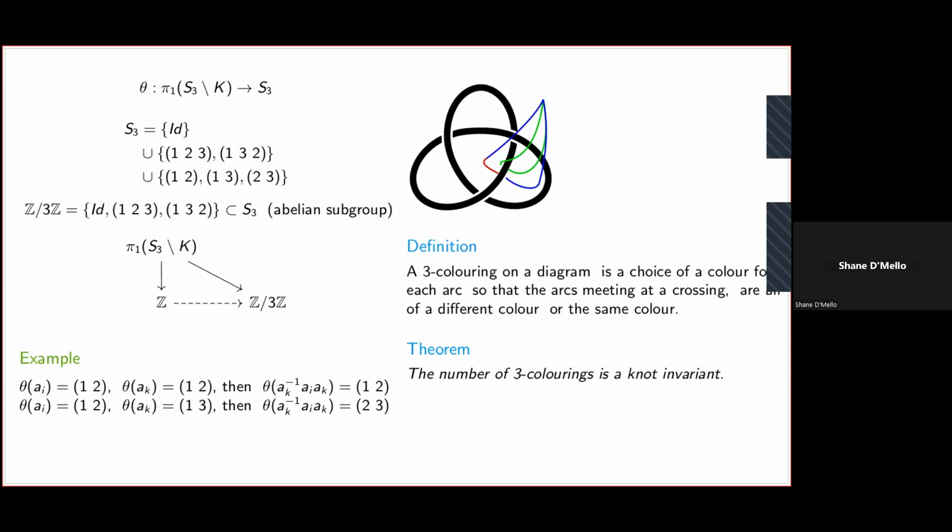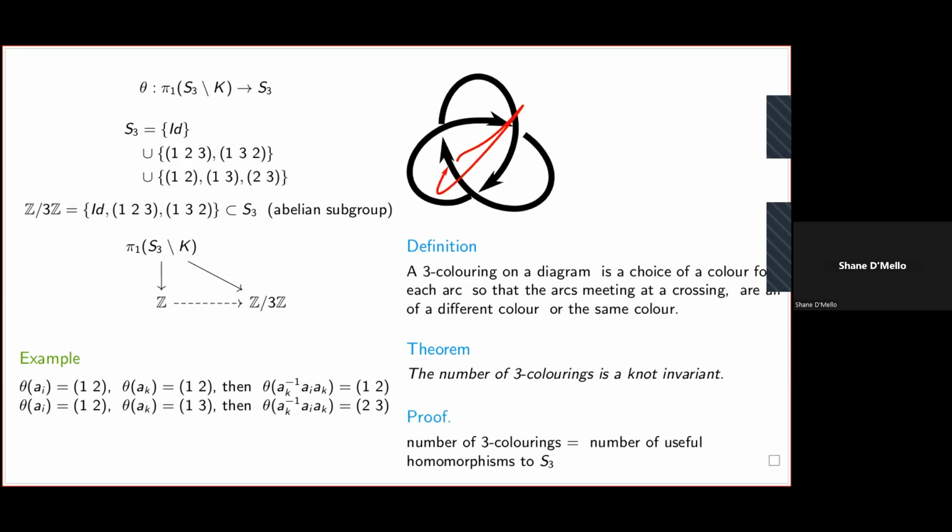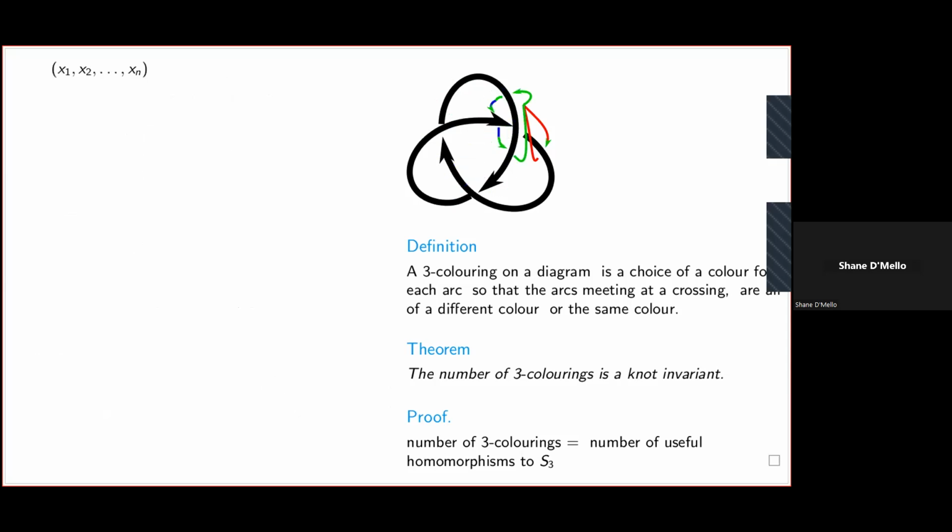This sort of tells you how it was discovered and gives you a better understanding of why it works. Anyway, so that's the 3-coloring invariant. And well, here's the proof, which of course is quite simple. It's the number of homomorphisms to S3.